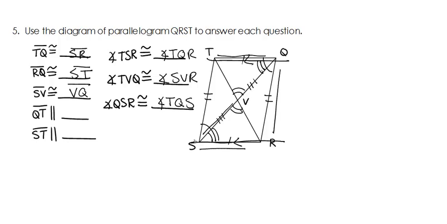And then finally let's do the parallel parts. QT is parallel to the one opposite it, which would be SR. And then ST is parallel to the one opposite it, which would be RQ. So that follows all the properties of the parallelograms.